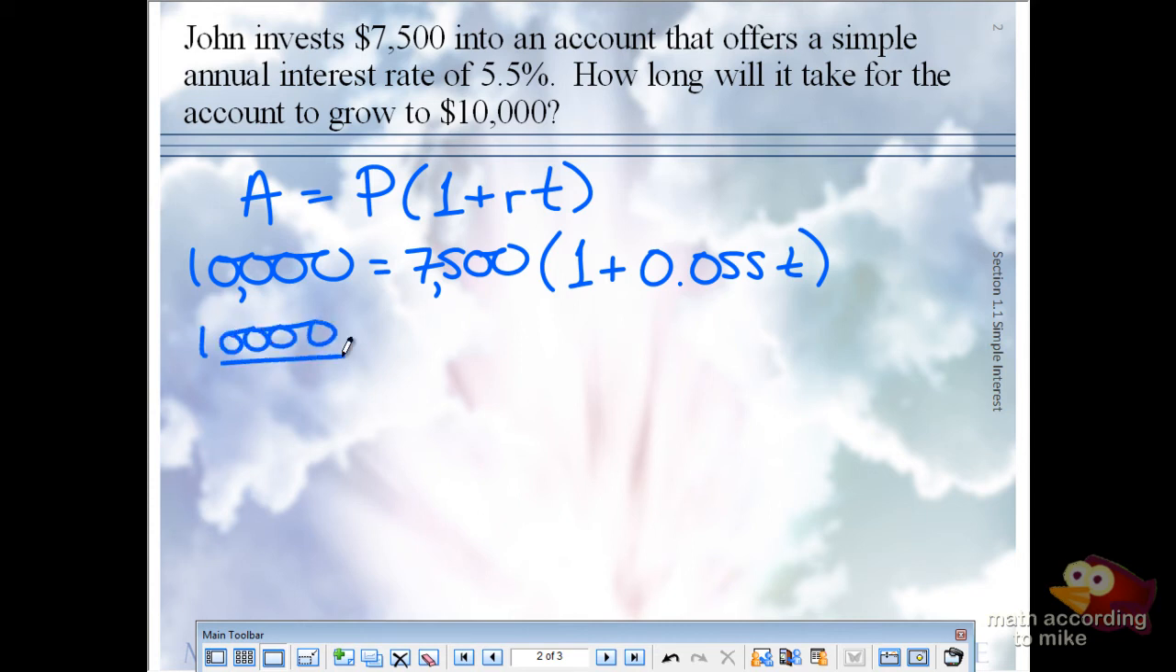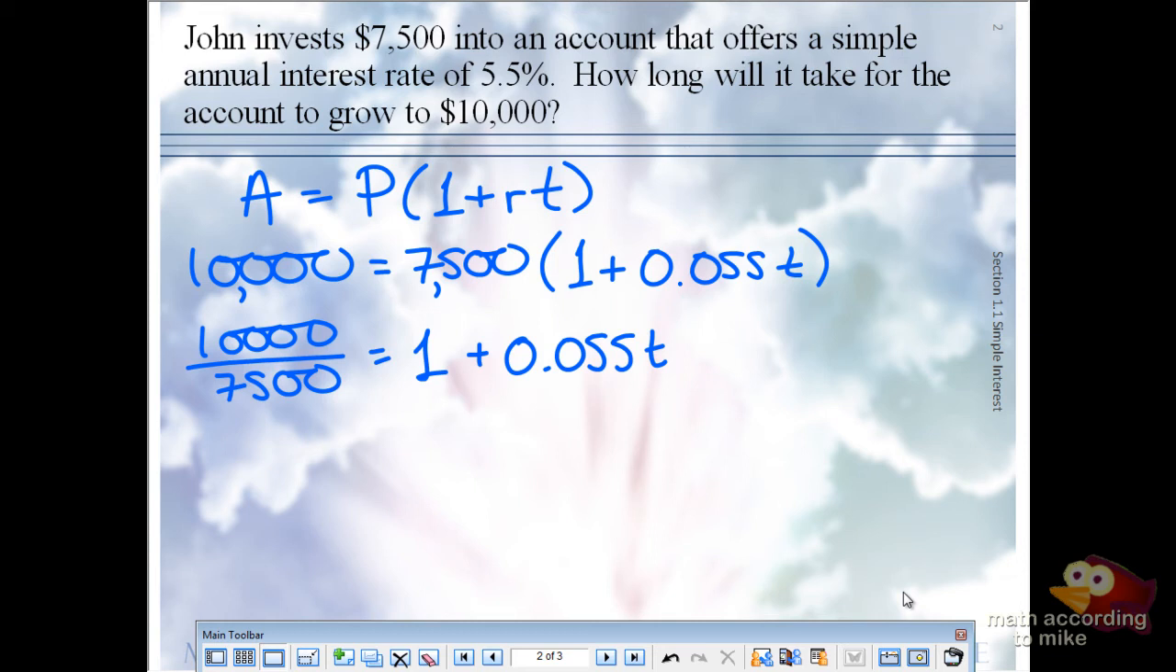I'm going to do something insane. I am not going to reduce this. Why? We're going to throw this in our calculator in a second. If you want to reduce in the meantime to work with a smaller number, okay, you don't have to. But eventually this is going to end up in a calculator. So we'll have this fraction because we divided, and then 1 plus 0.055t.